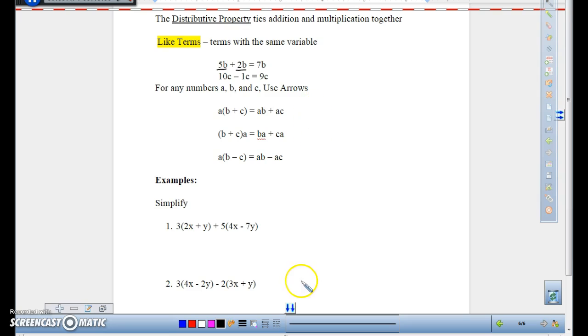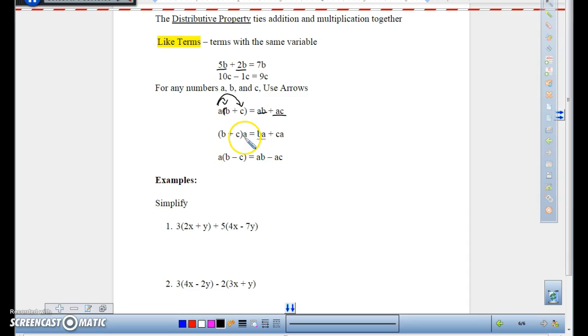So let's talk a little bit more about the distributive property here. In the distributive property, you have to be able to distribute. Distribute means take this a and multiply it by everything inside, because of this parenthesis here, it is saying a times everything inside. So the distributive property allows me to multiply the a by everything inside. So a times b is ab, and a times c is ac.